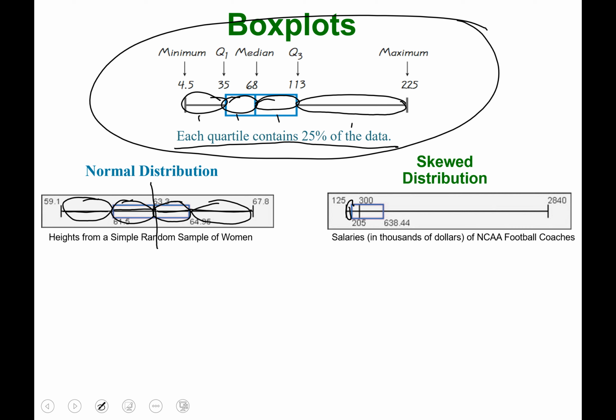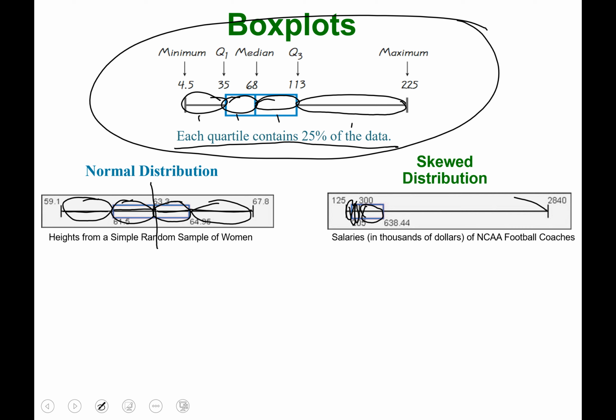The next highest paid coaches, the next 25%, make between $205,000 and $300,000. The next highest paid group of coaches, that 25%, make between $300,000 and $638,440 a year. And then this is possibly the most valuable point of this.